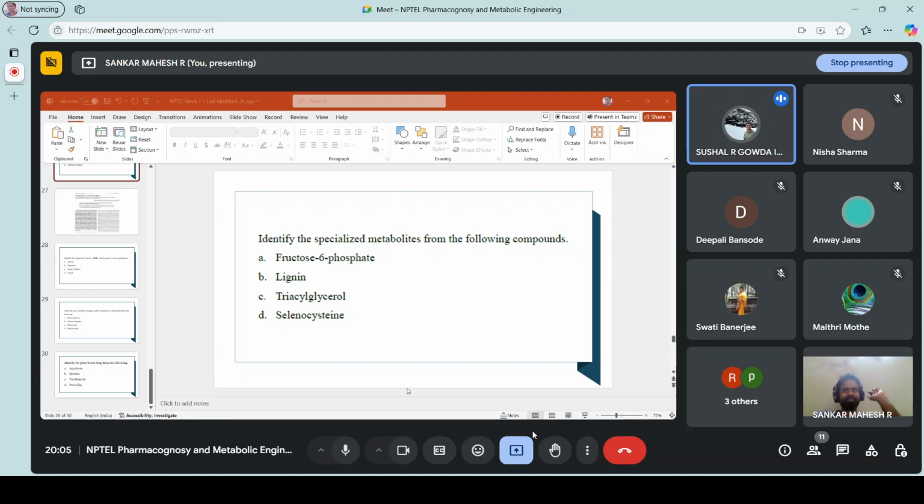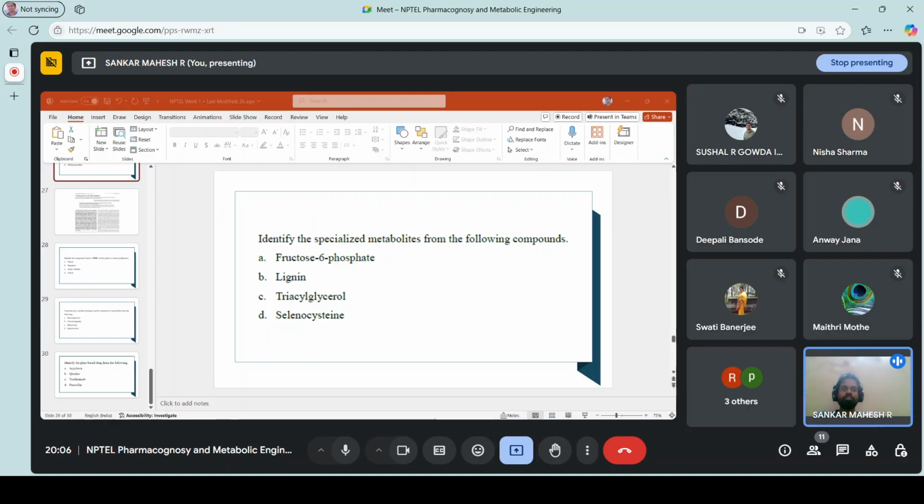Lignin, yeah. So my answer is lignin. Lignin is a special metabolite because it is seen not in all plants, but only in a few plant species that have a definite function, where they have to make the shell hard and the seed coating hard, and in bark and many other places. One way to look at this again would be to look at the structure of lignin.